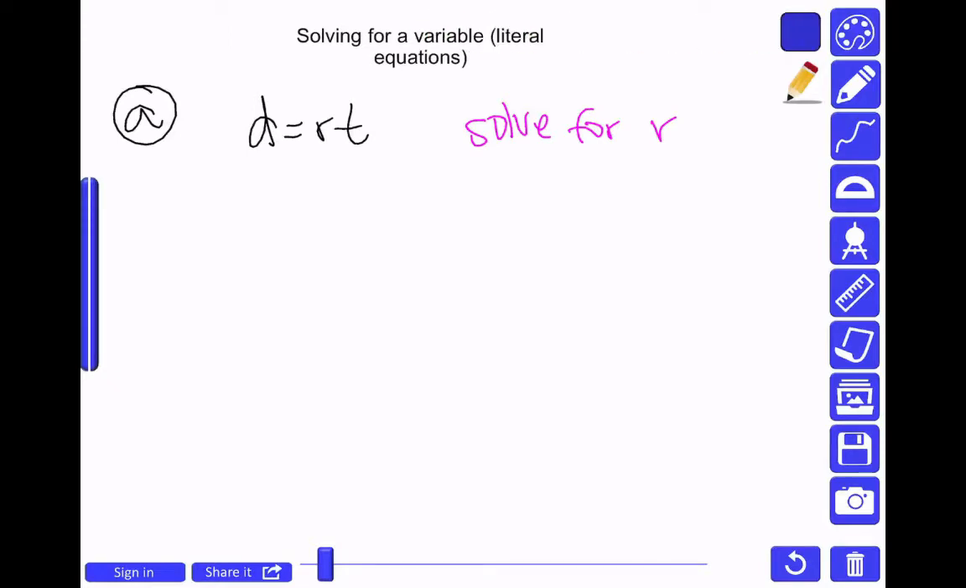So I want to solve for r, so I'm going to put a box around my r. If I want to get r by itself, that means I need to get rid of the t. Well, it looks like the t is being multiplied by r, so I need to divide by t on both sides. t divided by t is 1, so I have r equals d over t. It's as simple as that.